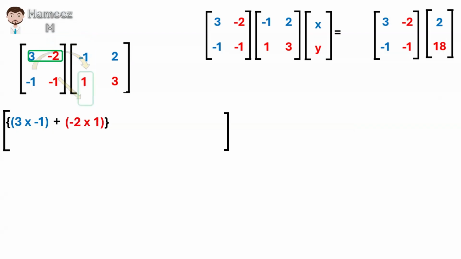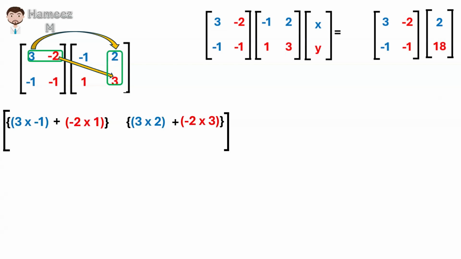Let's now go to the first row by the second column. So the first item of each one of those is 3 by 2, and the second one is minus 2 by 3. So now that we have those, we're expanding it. We now have to work with the second row in the first column, and that has to multiply by each of the columns. So let's go by the first row.